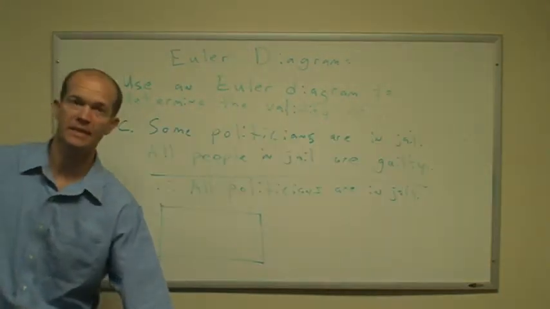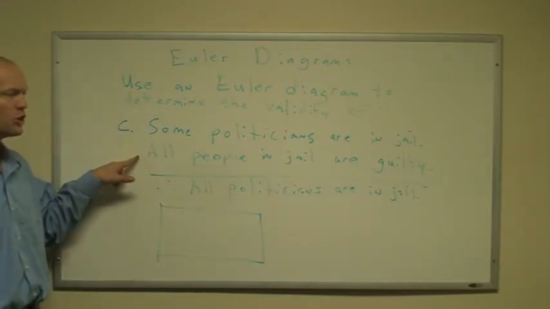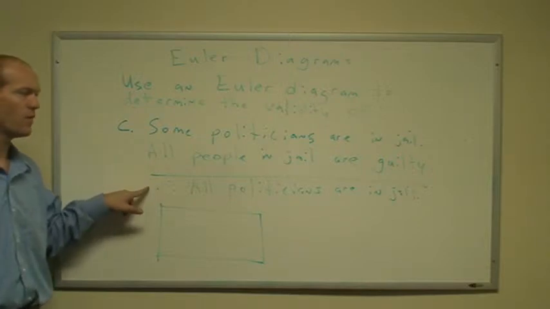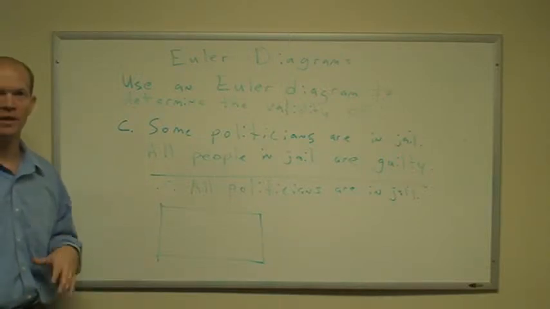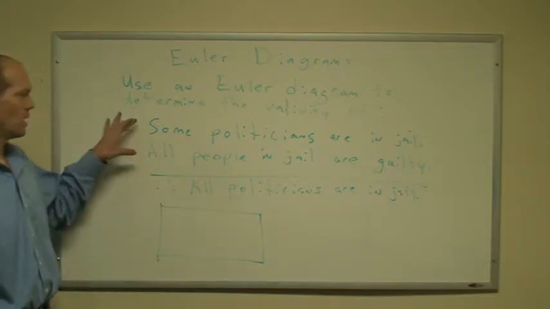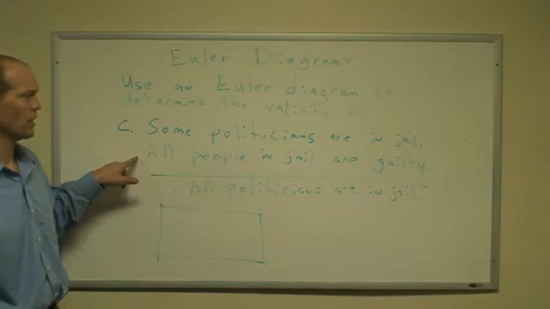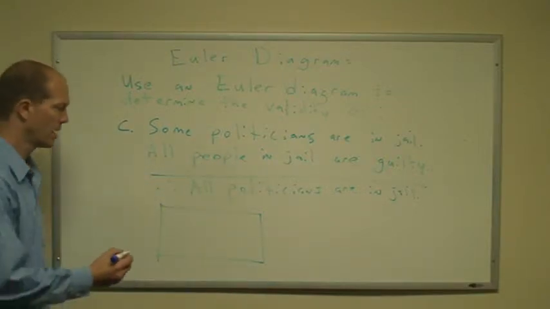The argument in C reads, some politicians are in jail. All people in jail are guilty. Therefore, all politicians are in jail. As with all of our Euler diagrams, to use this to determine validity, we need to focus on the premises first. Looking at these carefully, I want to start with all people in jail are guilty, and be careful about how I draw that.